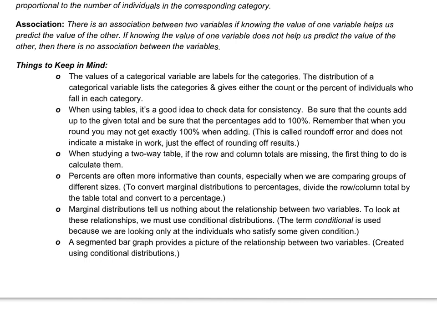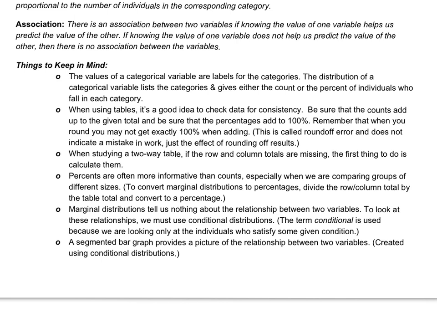When you round, you may not get exactly 100%, so just keep that in mind. It would obviously be called a round off error, and it doesn't indicate that there's a mistake in your work, it's just the effect of rounding. Now, a round off error should not be very large. I would say within plus or minus 1 of 100, so somewhere between 99 and 101.